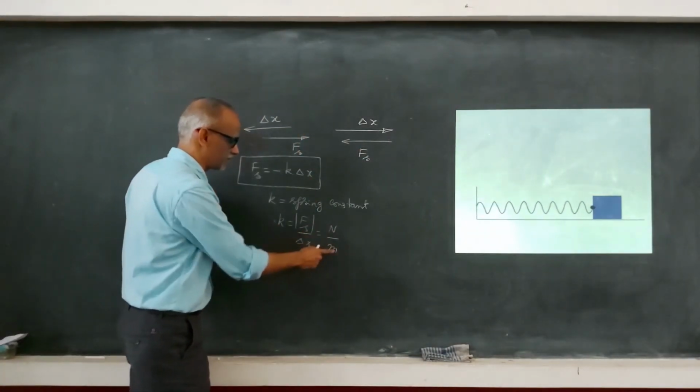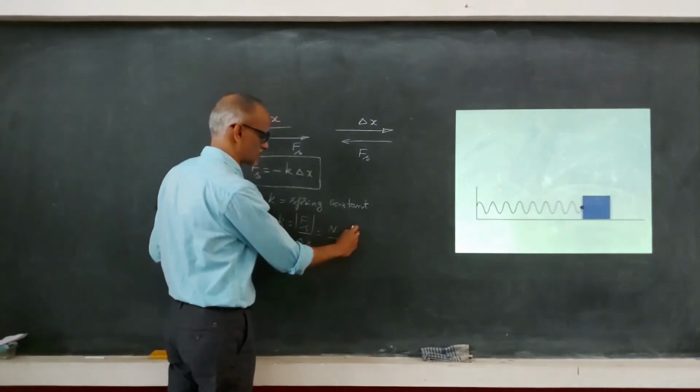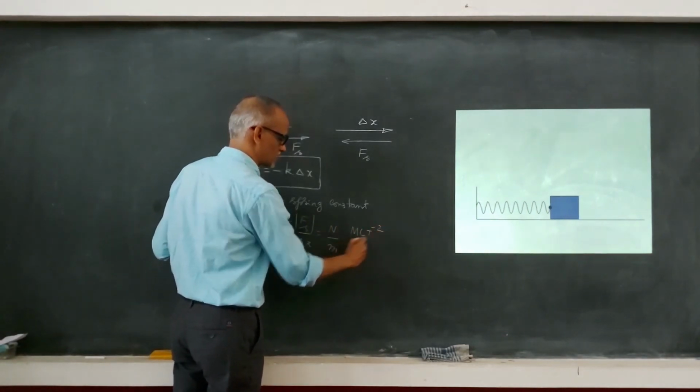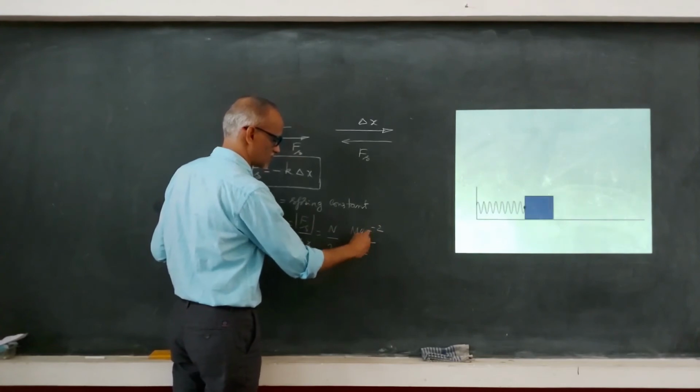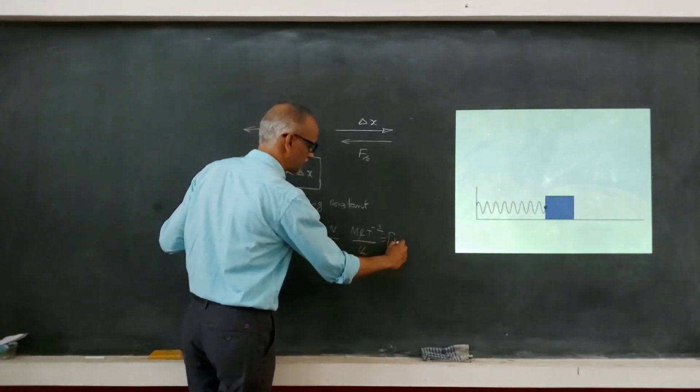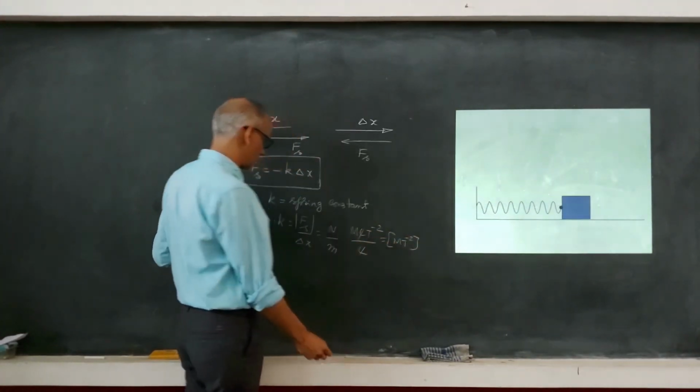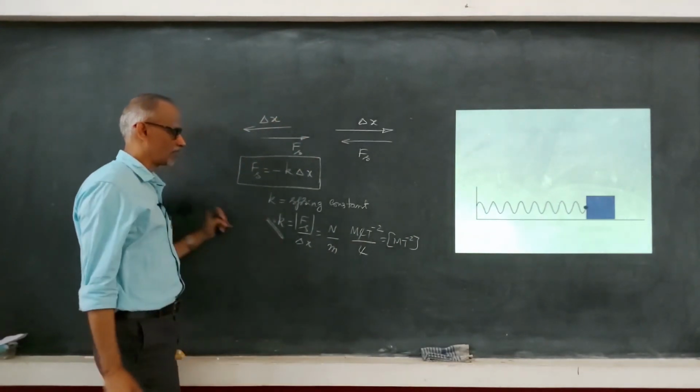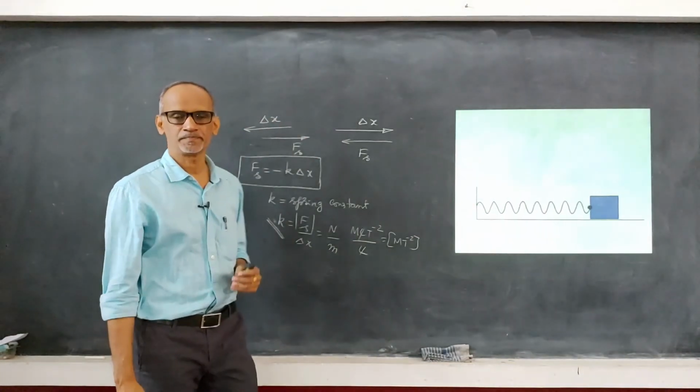And when we write Newton per meter, I can write the dimensional formula. Force is M L T to the power minus 2, divided by meter, which is L. So this L will cancel and we get M T to the power minus 2. So that's the dimensional formula of the spring constant.